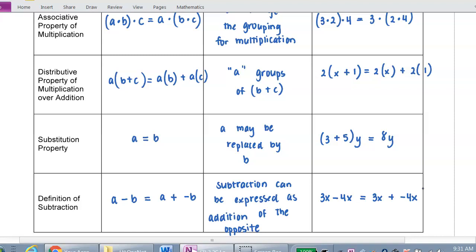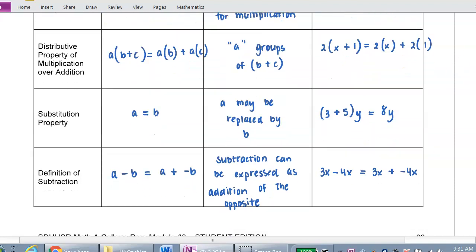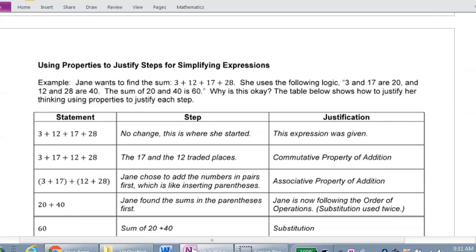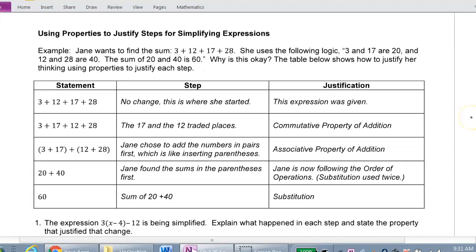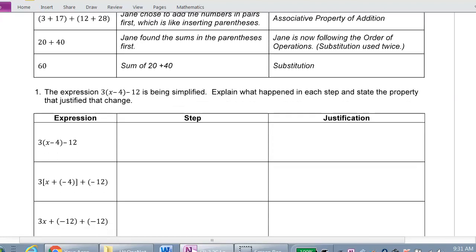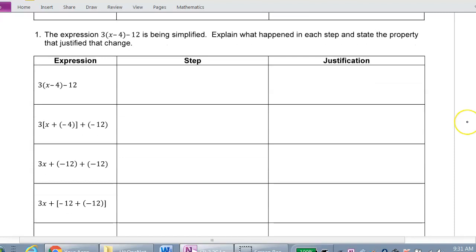Okay, we're going to turn to page 37, and we're going to work through some problems where they are simplifying an expression, and we have to make note of the change that has been made and name the property that was used in order to make that change. We're going to skip over the example, and we're going to start down here with problem number 1. So they've given us the expression 3 times the quantity x minus 4 minus 12, and it's right up here in the top of the table. And they're simplifying it one step at a time as we look down the table.